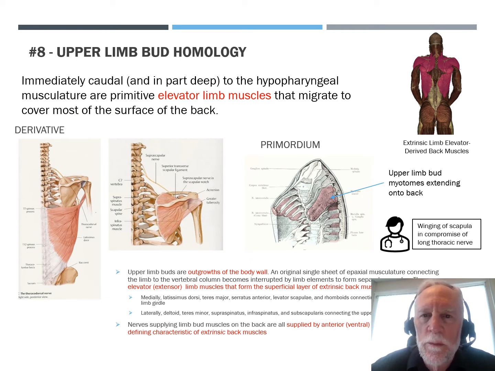Much of the rest of the superficial back is covered by migrated upper limb muscles. These are primitive elevators of the limbs and develop from the dorsal half of the limb bud that we see here. Latissimus dorsi and the deltoid are the largest of these muscles. These muscles are innervated by ventral rami of spinal nerves, usually from the brachial plexus. Clinical signs such as winged scapula result in cases of injury or compromise to nerve supply, in this case the long thoracic nerve, which can be cut accidentally in radical mastectomy.